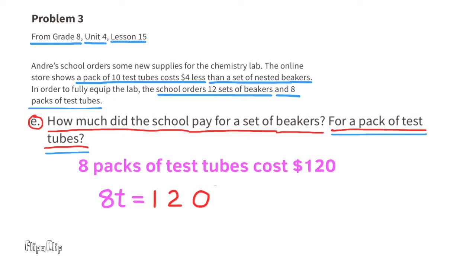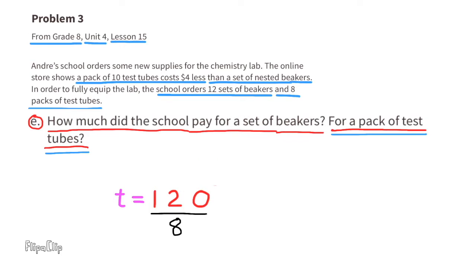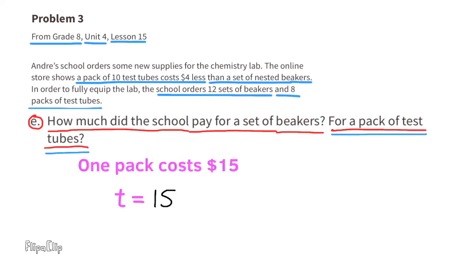How much for one pack of test tubes? Divide both sides by 8. 8T divided by 8 is 1T, or T. And 120 divided by 8 is 15. One pack of test tubes costs $15.